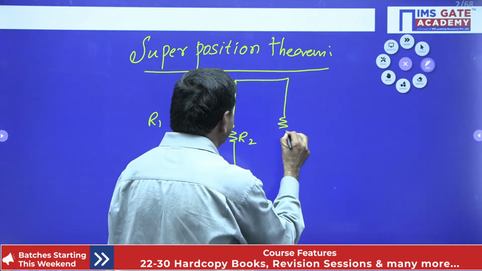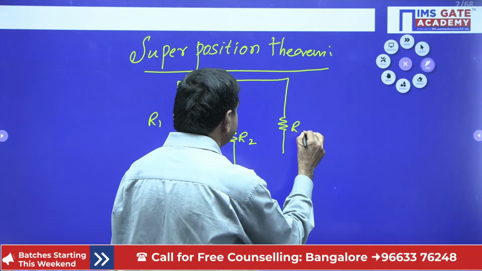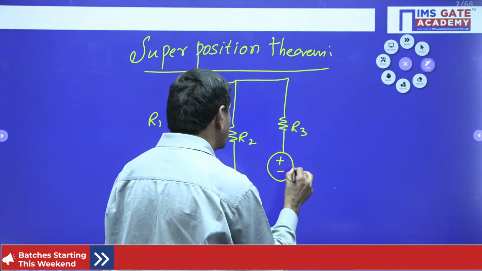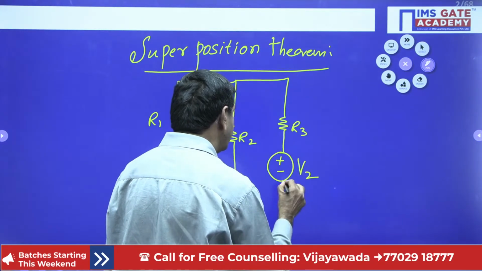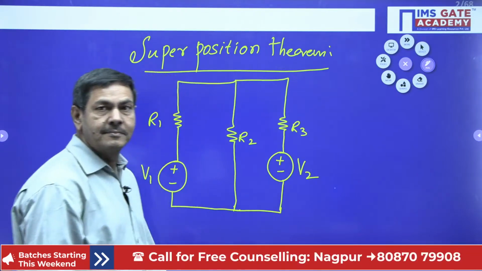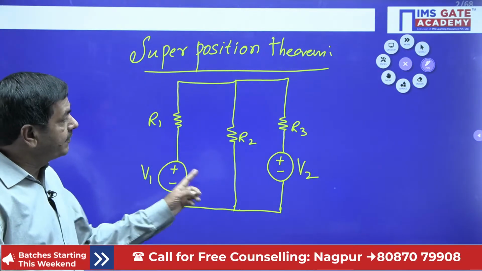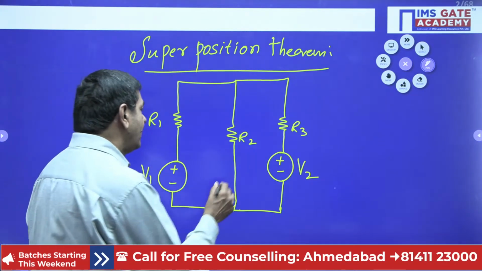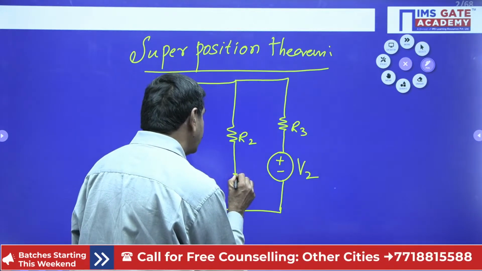And also we got resistance R3. This is connected with one more source, V2. That may be a voltage or current source, no problem. If you have more than one source, you can apply the superposition theorem. Suppose you are asked to find the current I.